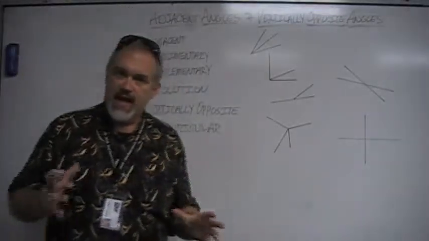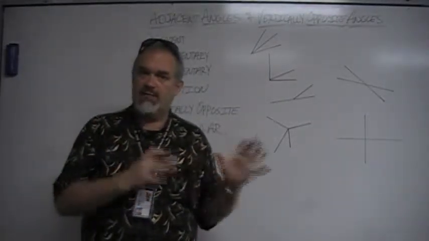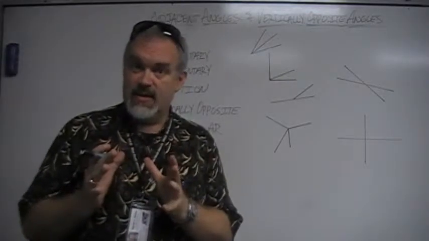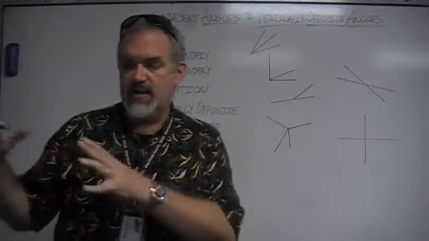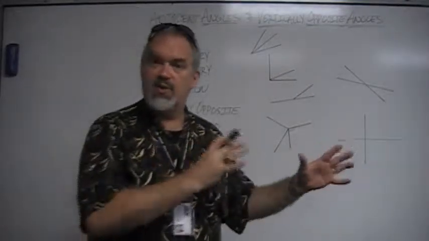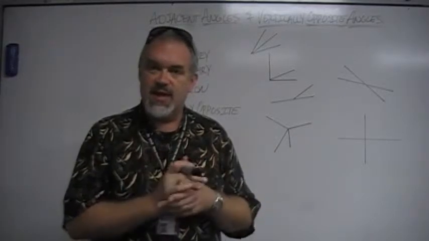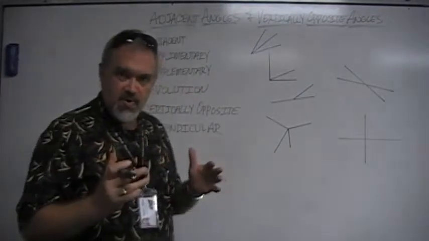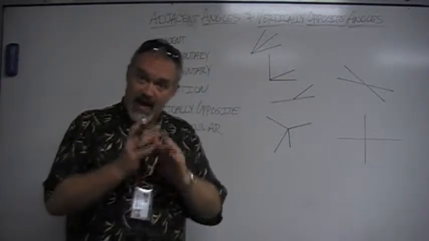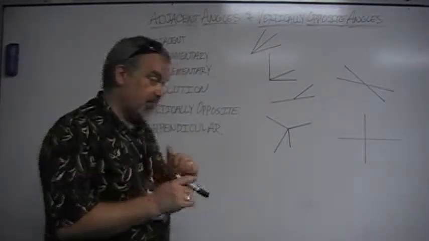Our topic for today is adjacent angles and vertically opposite angles. Now, you should know the word adjacent. If I said two people were adjacent to each other, they're next to each other. Two buildings were adjacent to each other, they were next to each other. And the same is true with angles. So when we talk about adjacent angles, we mean angles that are next to each other.